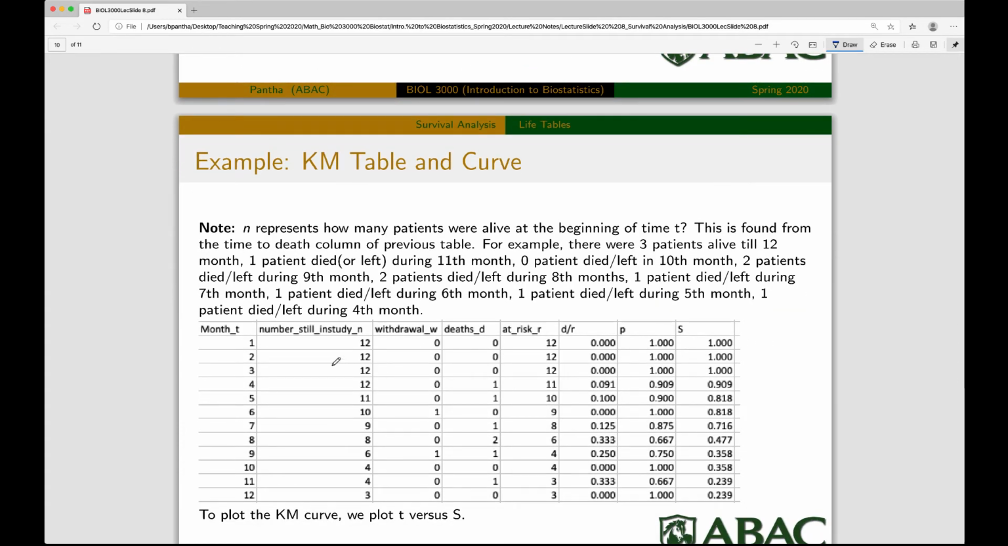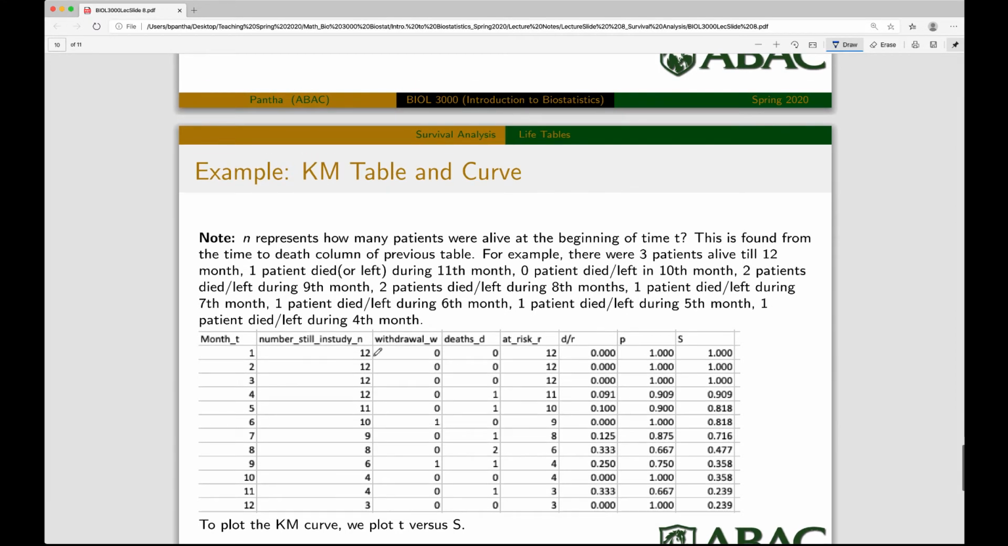Okay. Now for month 2, how many were surviving for month 2? So there were 12. And then withdrawal was 0. So similarly, you find out all those. Let us look at this one.